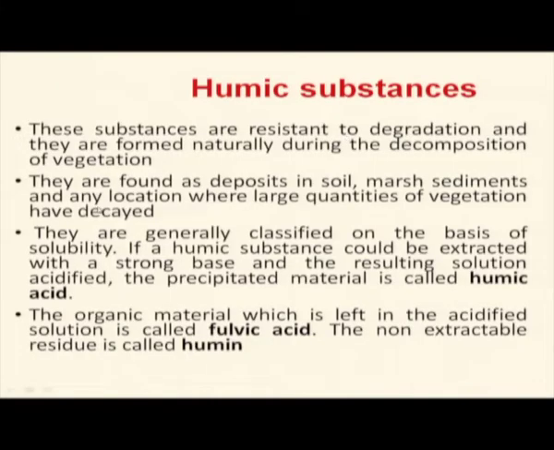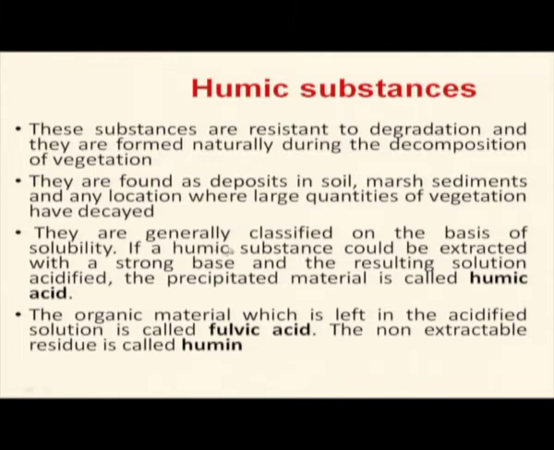how do metal ions form complexes with humic substances, one of the naturally occurring materials derived from vegetation. Ultimately, the decomposition of vegetation matter, that is leaves and wood, leads to the formation of material that is normally known as humic substances. Usually these substances are resistant to degradation, and they are found as deposits in soil, marsh sediments, and any location where large quantities of vegetation have decayed. That leads to the formation of humic substances with time.